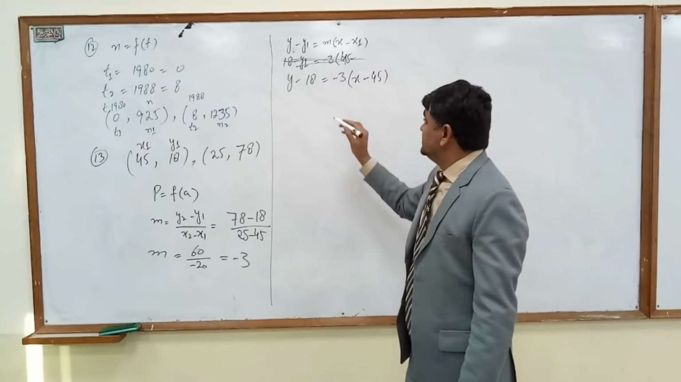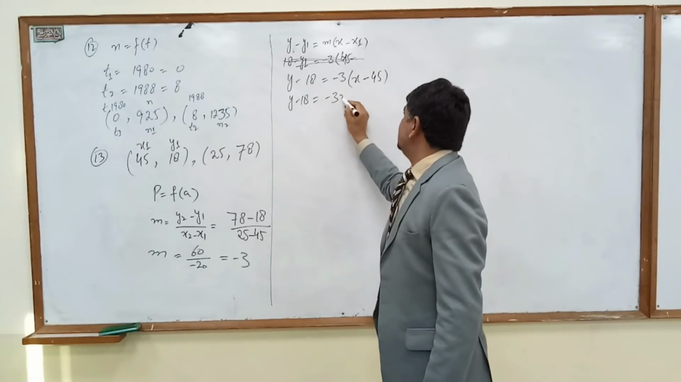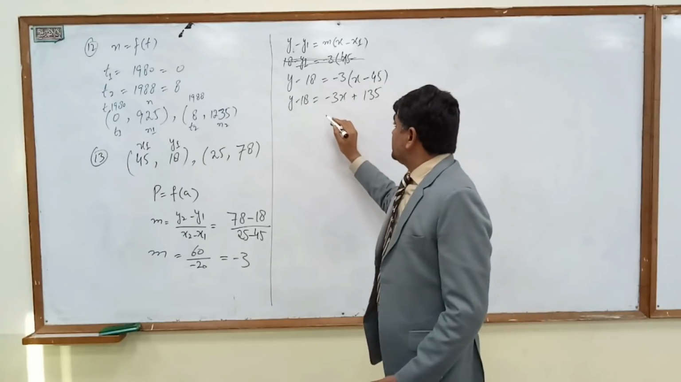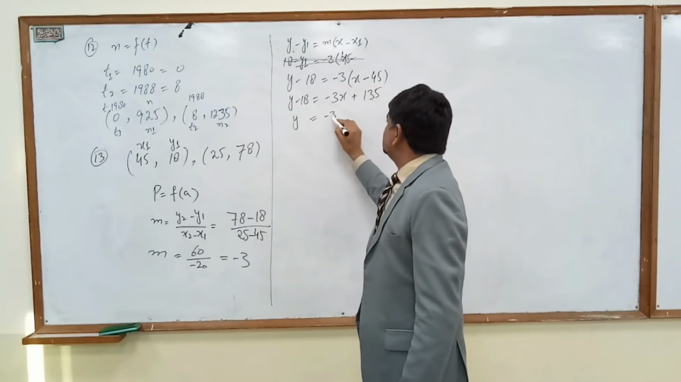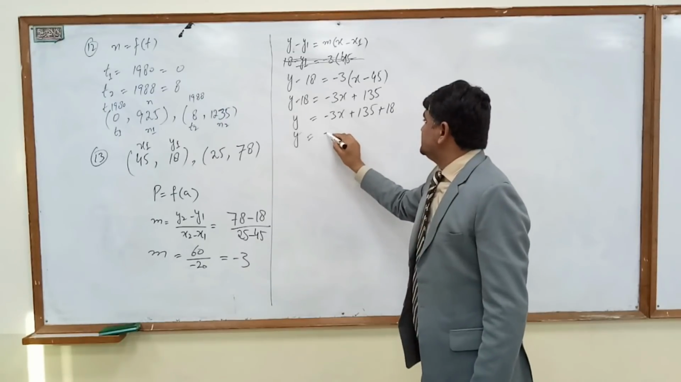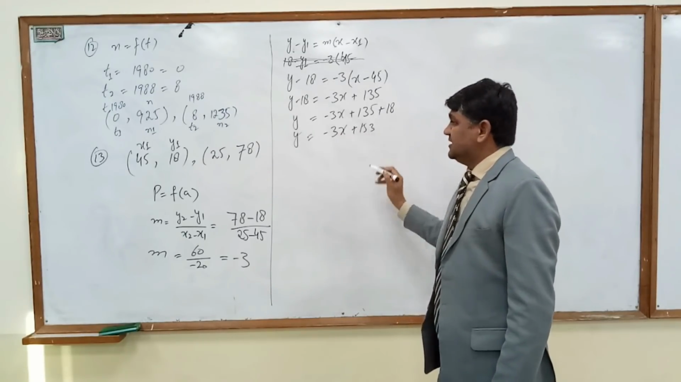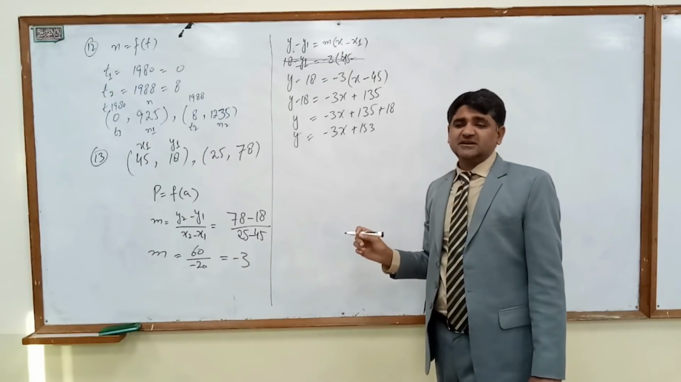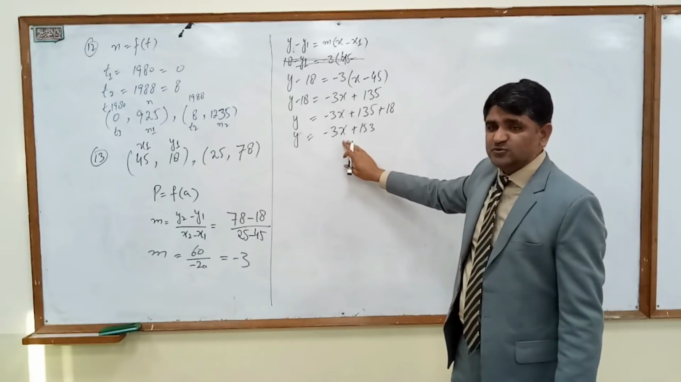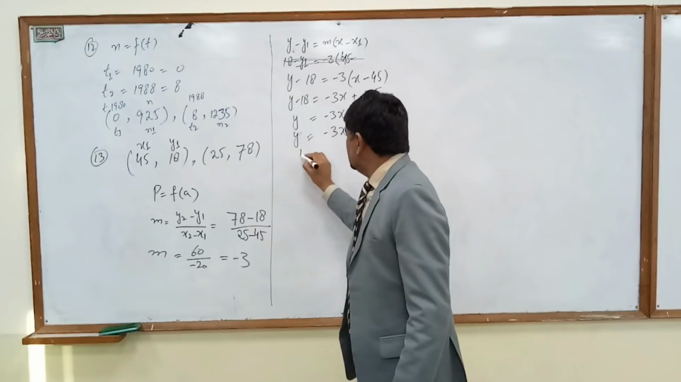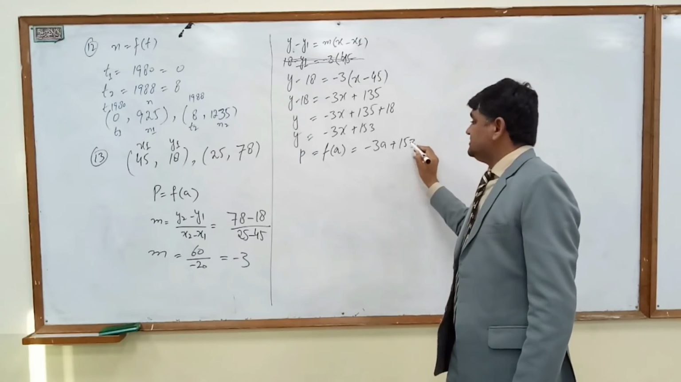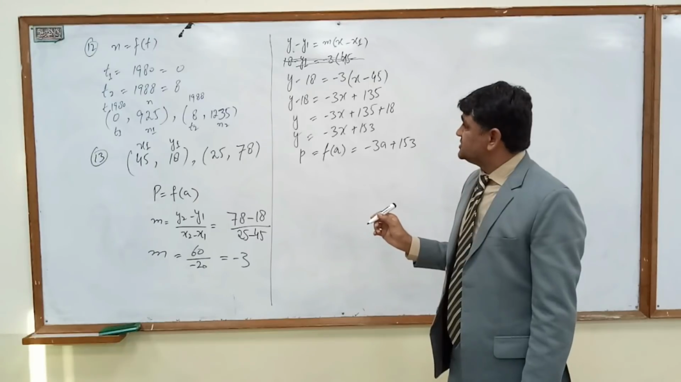Now we can simplify it. So y minus 18 is equal to minus 3x plus 45 multiplied with 3, which is 135. So y is equal to minus 3x plus 135 plus 18, that is 153. So y is equal to minus 3x plus 153. Here we have to place the expressions given in the question. Instead of y we place p, and x will be replaced by a. So p is equal to f of a, that is minus 3a plus 153. That was all about part A.